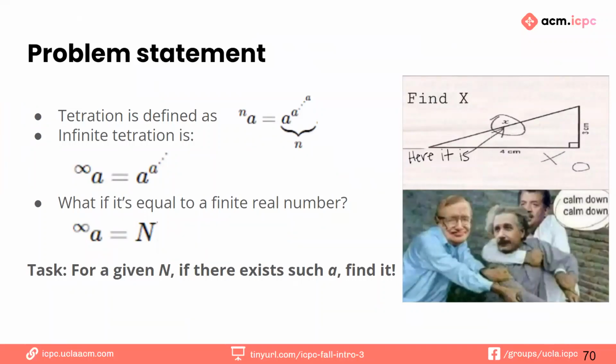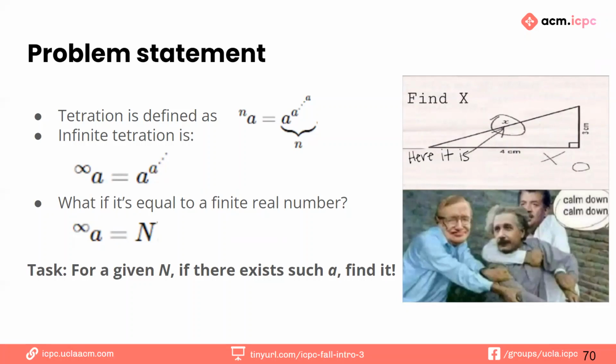Let's take a couple of minutes to read through it. Actually, I'll read it for you. Tetration is a mathematical operation defined as a to the power of a to the power of a, and repeat that n times. To denote that, you put n on the left of the actual number. Next, we can define infinite tetration as doing the same operation, not n times, but an infinite number of times. And that would be a with infinity on the left.